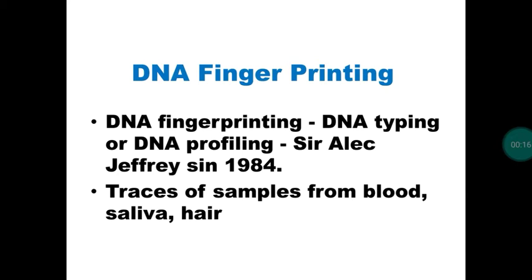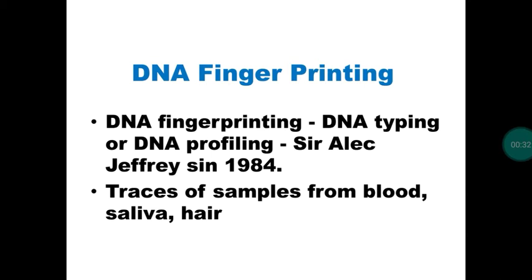So, fingerprinting is not a new one. This is actually a traditional method. Usually in a crime scene, we get a fingerprint. We compare the fingerprint with police records, so we find who the criminal is. So this is a traditional method.